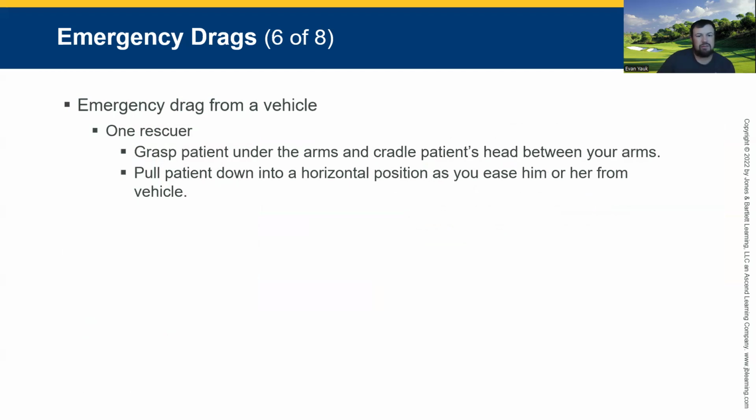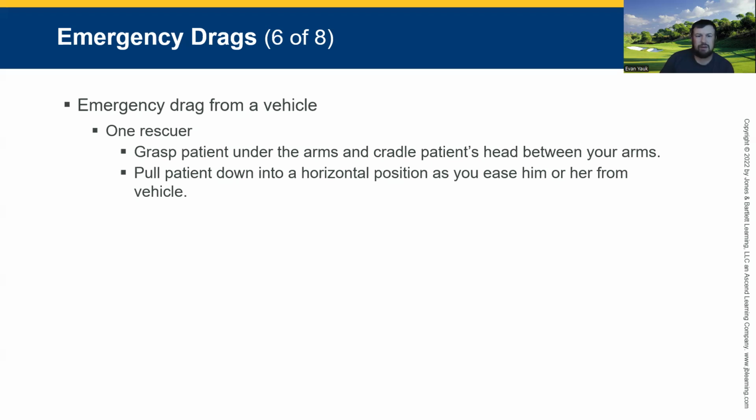Emergency drags in a vehicle. One rescuer. So you grasp the patient under the arms and cradle the patient head between your arms. Pull the patient down onto a horizontal position as you ease him or her from the vehicle. This is one that we need to practice in classrooms, in person.